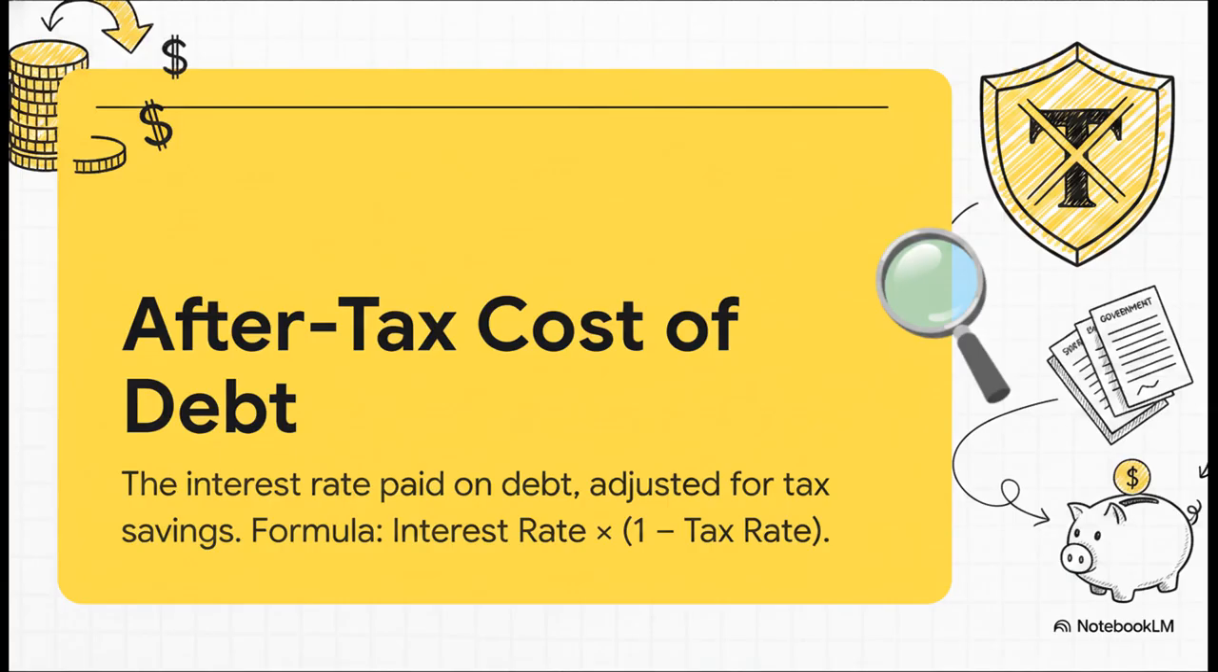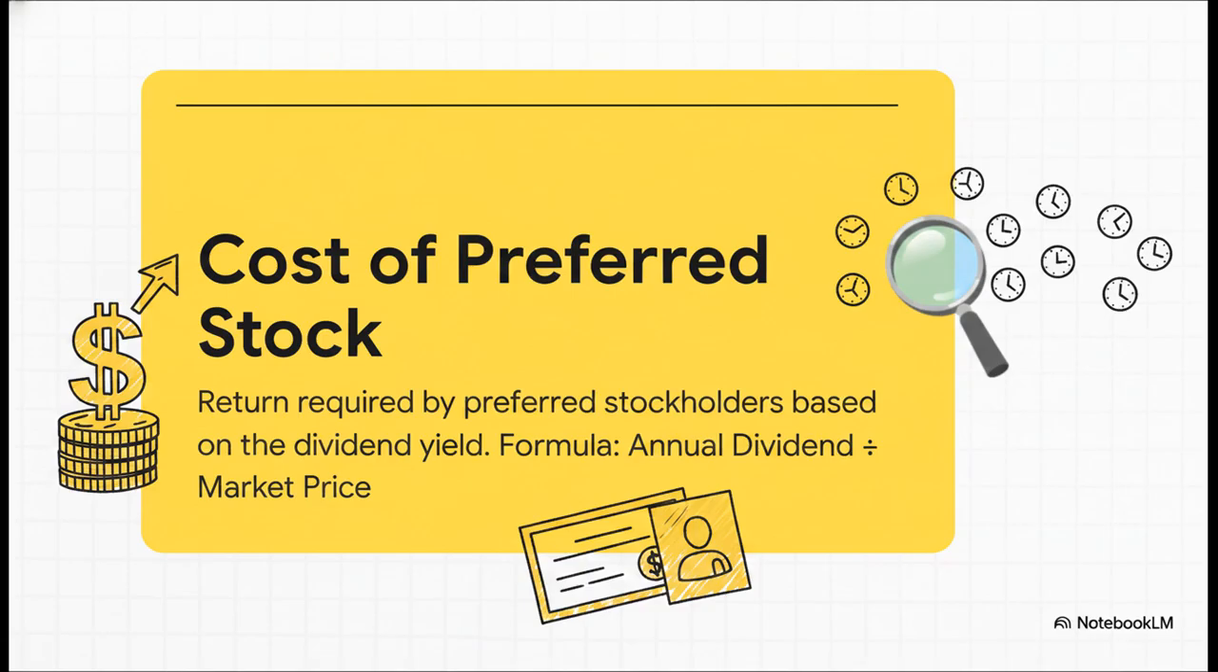This creates something called a tax shield. Essentially, the government gives you a discount for using debt, which makes it cheaper. The formula is just the interest rate times 1 minus the tax rate. Easy enough, right? Next, we've got preferred stock. This one is kind of a hybrid, sitting somewhere between debt and common stock. Since it usually pays a fixed dividend forever, calculating its cost is pretty straightforward. Think of it like a perpetuity. We just take that annual dividend and divide it by what the stock is trading for today. That gives us the yield, which is the return those preferred shareholders demand.